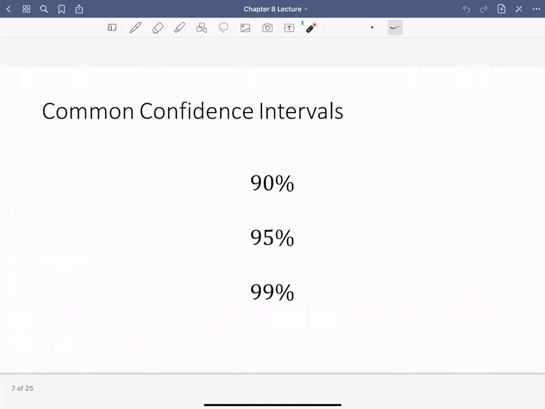Now, the next is common confidence intervals. We have 3 common intervals that we use, and we use 90%, 95%, and 99%. These are the most common ones that you will see.